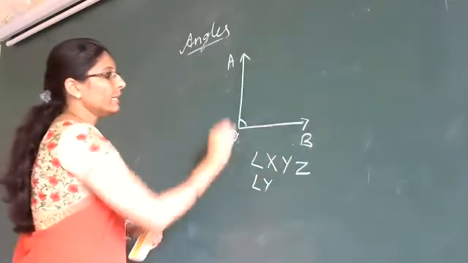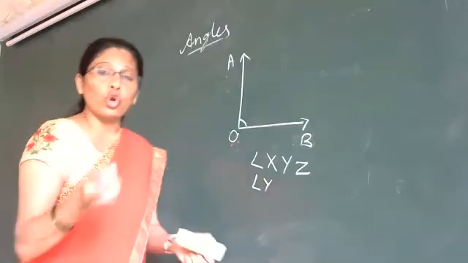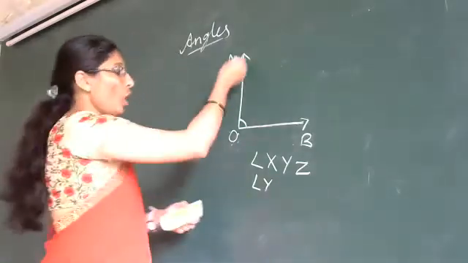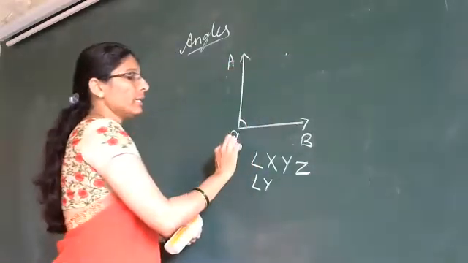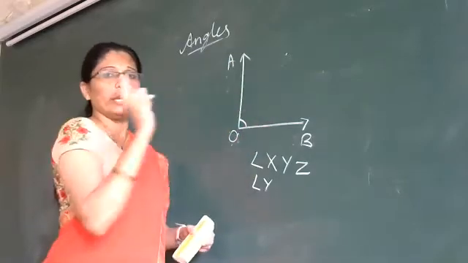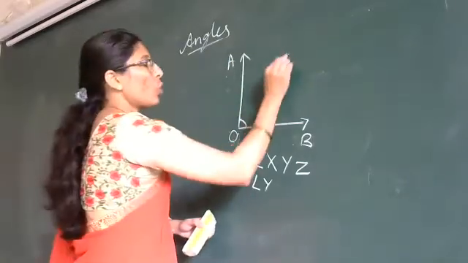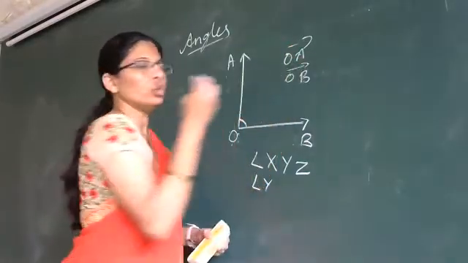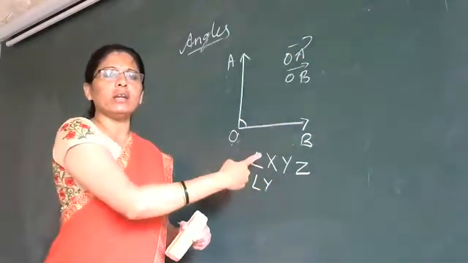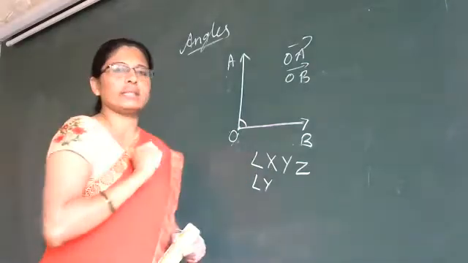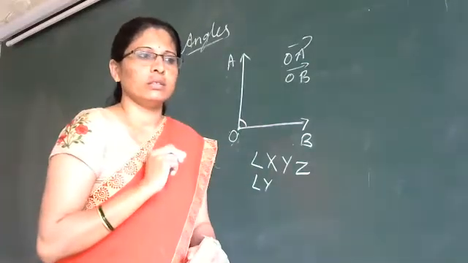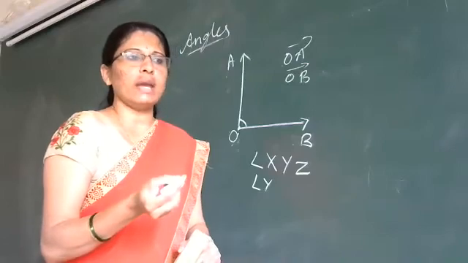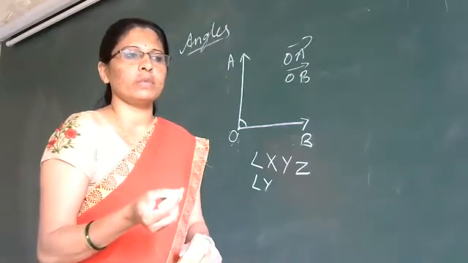What I told is that these are the rays. These are also called arms. So here two arms are there. An angle is formed by joining two rays, two arms. So OA and OB are the two arms of this angle, and O is the vertex. Yes, same thing I told.